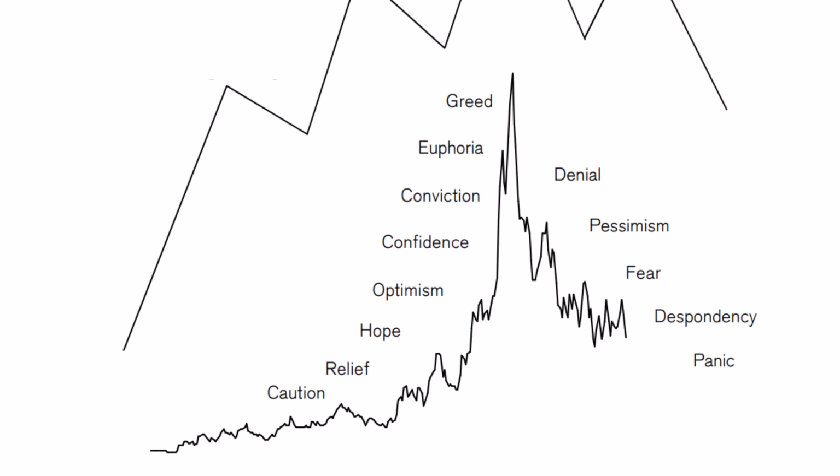Now, the charts can also tell us sentiment. If the chart looks like this, we have a period of caution, a period of relief, a period of hope, a period of optimism, confidence, conviction, euphoria, greed. Then on the bottom end, going down, we have denial, pessimism, fear, despondency, and then panic when we fall off a cliff.